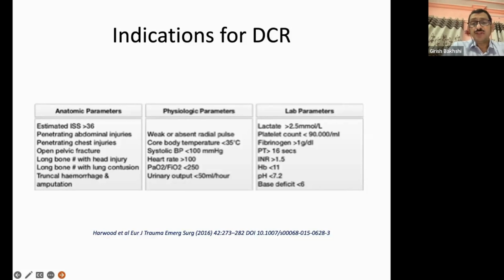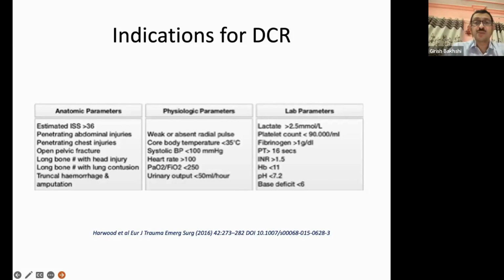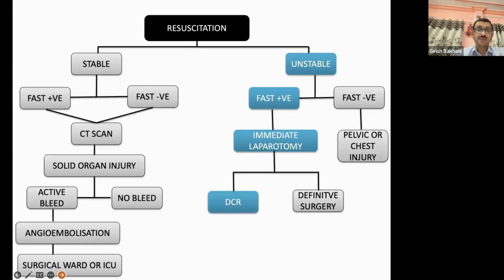Now, in ABG, two or three things to be looked for besides pH are base deficit and lactate levels, which will decide that these patients are potential candidates for damage control resuscitation. So if you see the algorithm, if you have a trauma patient and you are looking at a stable patient, there the DCR has no role because you can do a FAST positive or a FAST negative, focused assessed sonography in trauma of the abdomen and thorax.